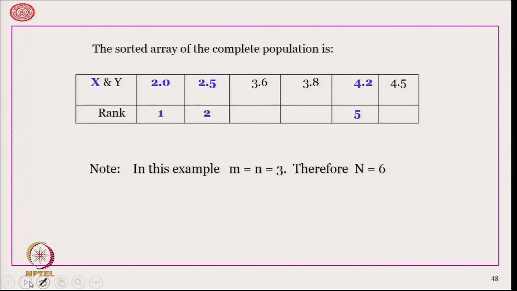So, what we do? We pool together all the observations and make a sorted array of the complete population. In this, now we obtain the rank of the X observations. Therefore, we get X are at the 1st, 2nd and 5th position in the sorted array. Now, note that here m is equal to n is equal to 3, because the number of observations for both X and Y is 3. Therefore, the total number of observations is 6.